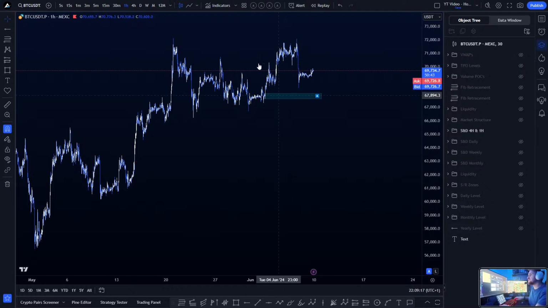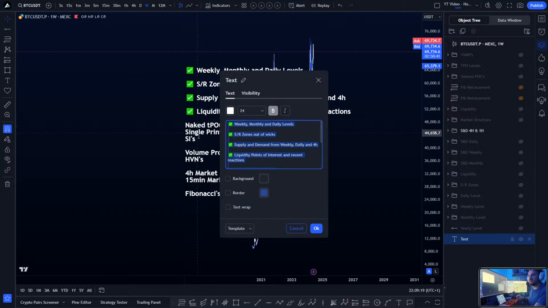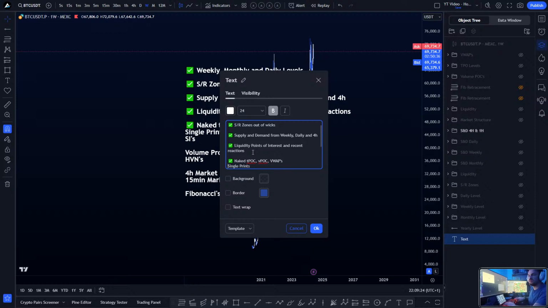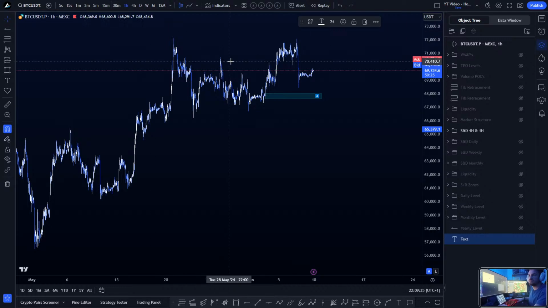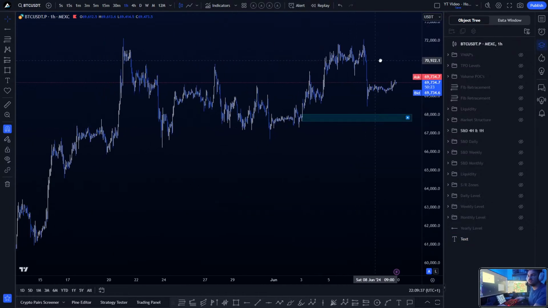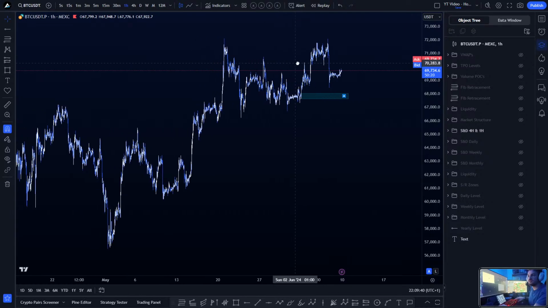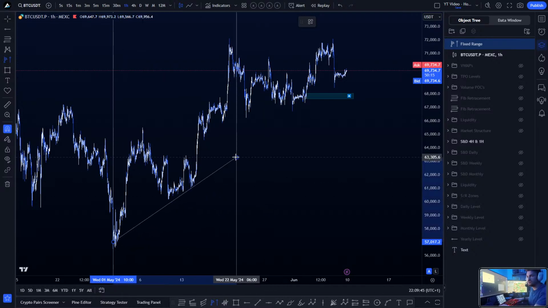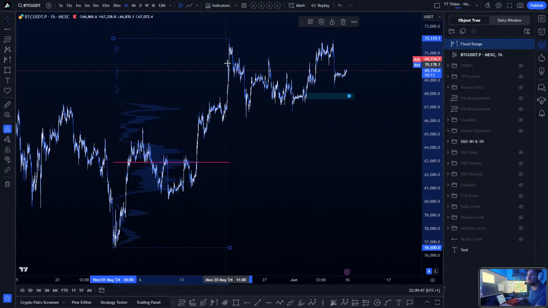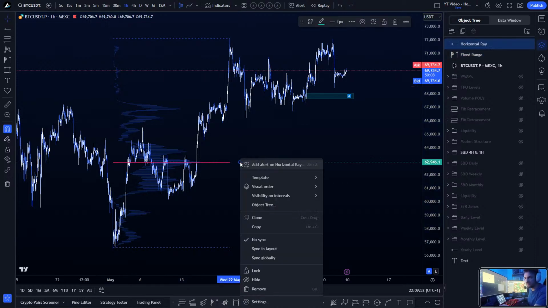Now, let's go back to our weekly checklist again. This is all done. Check, check, check, right? So volume profile of ranges and of trends. For this, let's check out the following. From the absolute low to the absolute high of this bullish move, we have a high volume node here, point of control.